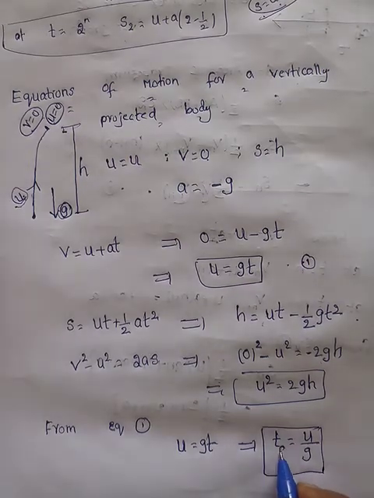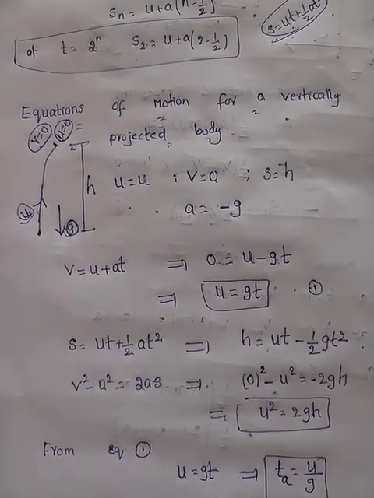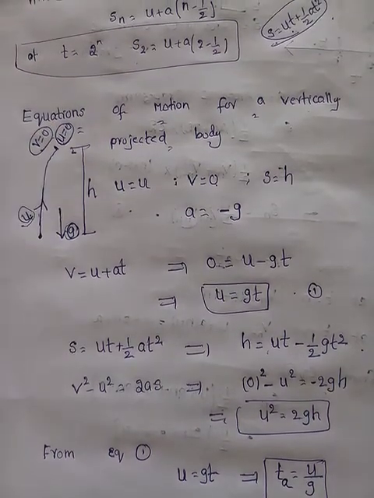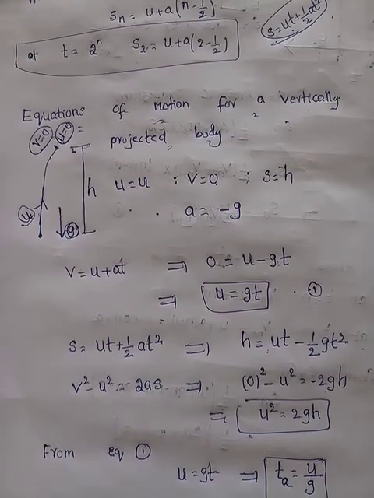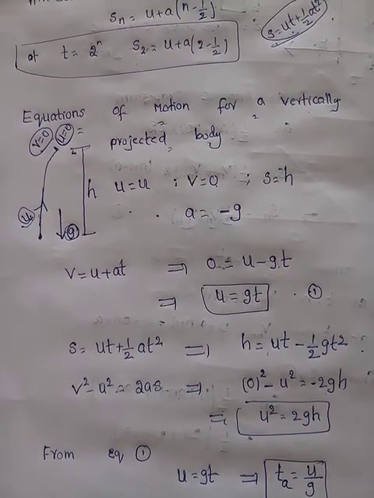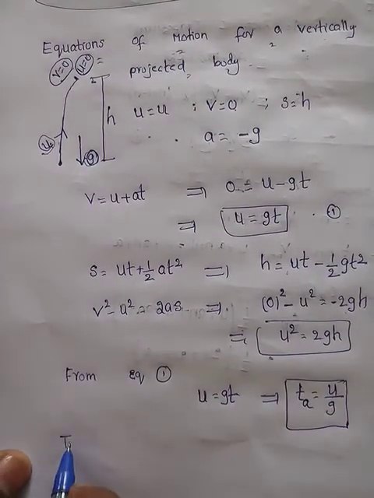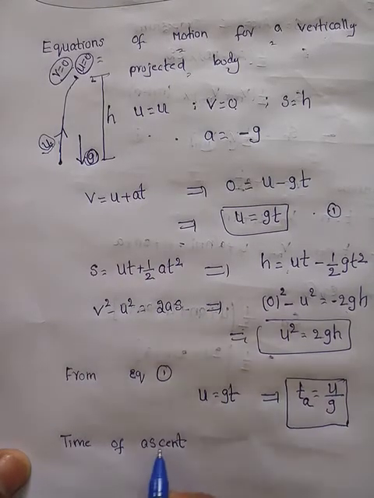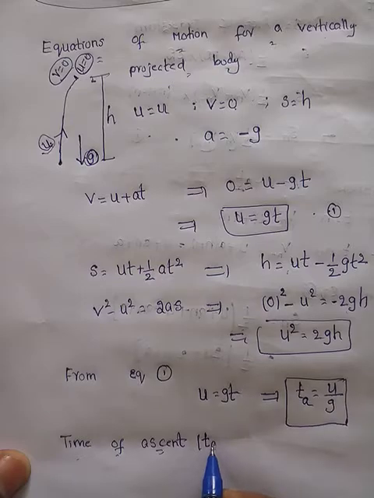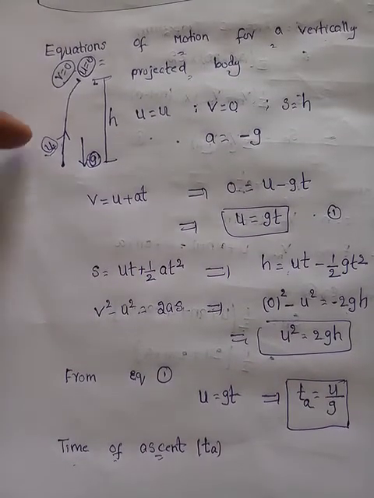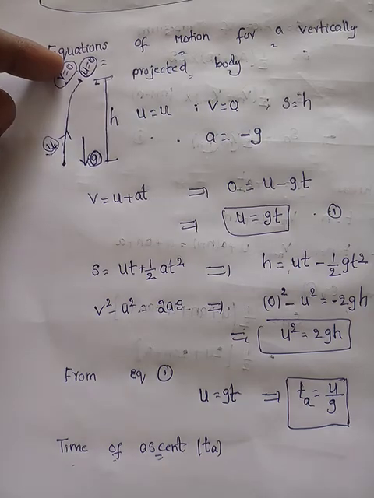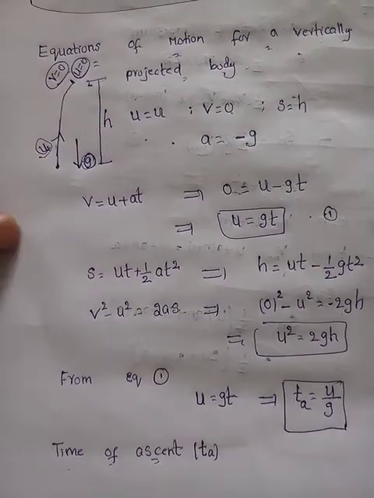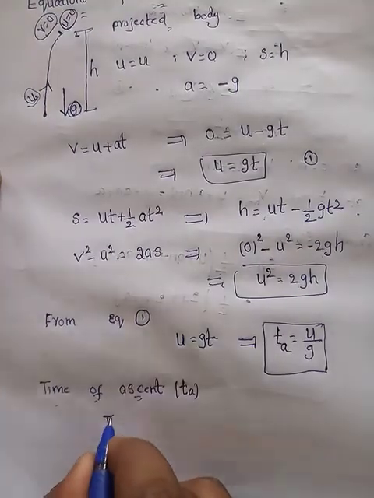So this is called time of ascent. What does it mean? When you project a body into the air, it reaches some height, and to reach that height it takes some time. That time is called time of ascent. So what is time of ascent? It is the time taken by a body, an object, to reach its maximum height. That time taken is called time of ascent.